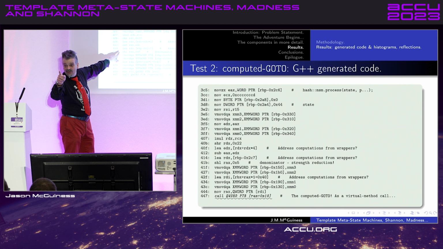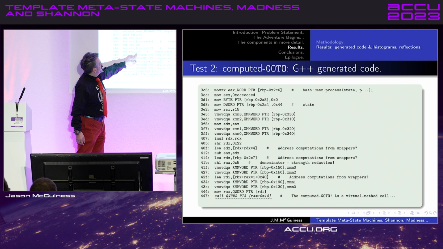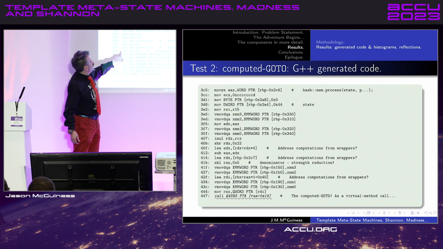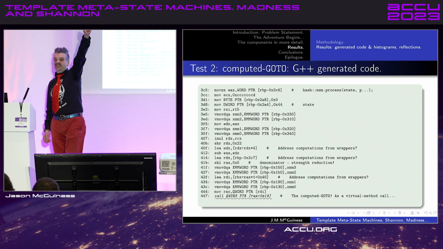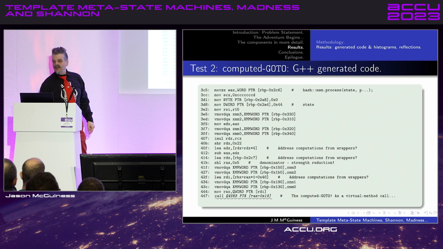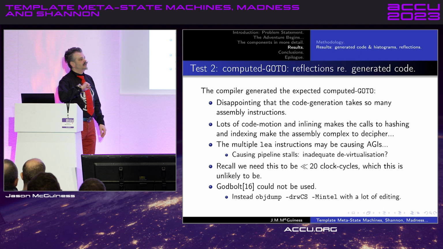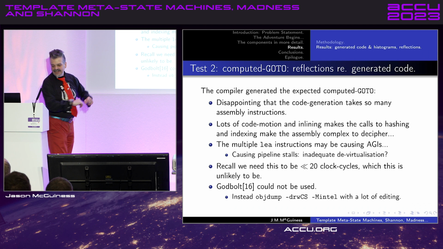Then here we are, that's the denominator, 0x5. An immediate, lovely, no D-cache hit. We can see there's strength reduction here. Excellent. Yet more address computation. And then finally, we've got the call. We made a computed goto. We have achieved it. We're on the top of the mountain and we see the view. What is our view? Okay. It generated the expected computed gotos.